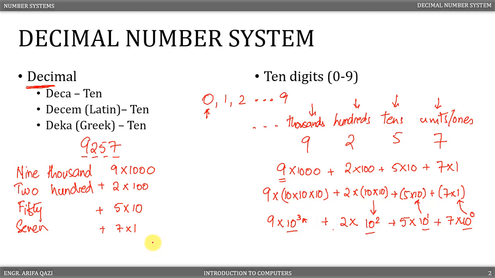Suppose I need to form a number like 1, 2, 3, 4, 5, 6. And this is actually 123,456.